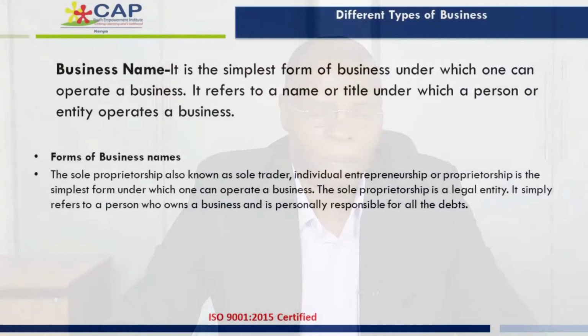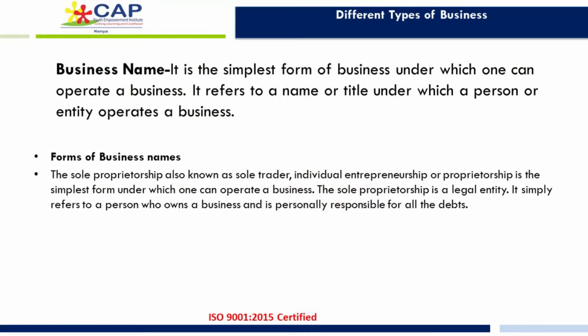One is a sole proprietorship. A sole proprietorship or a sole trader is an individual business that is owned by one person and that is considered as a legal entity, referring to the person who owns that business. So you and the business are considered as one by law.